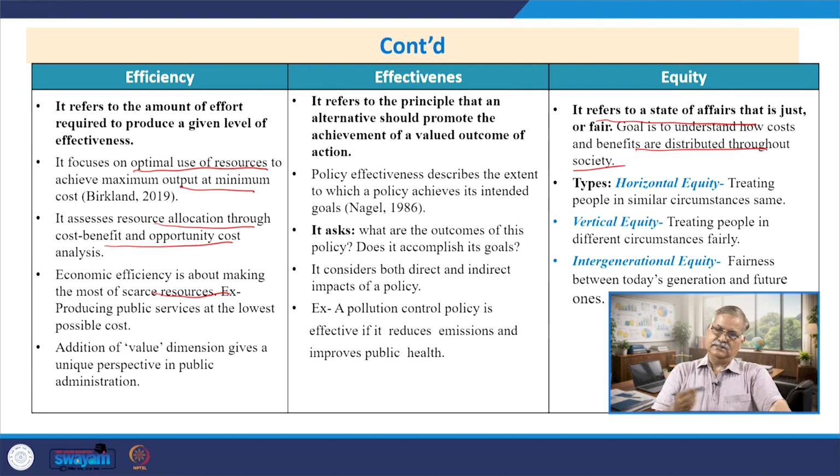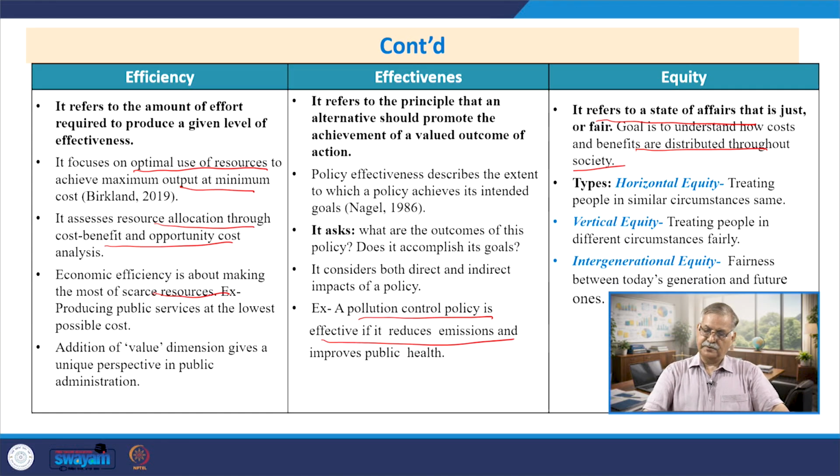So how the policy is impacting directly or indirectly the society, that is also assessed in terms of the outcome of the policy. For example, a pollution control policy is effective if it reduces the emission and improves the public health. So when emission is reduced, CO2 emission, due to a strong policy of environmental protection, not only is it reducing the CO2 emission, but due to it, the health of the public should also be improved.